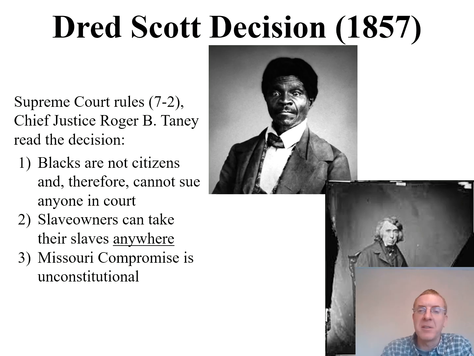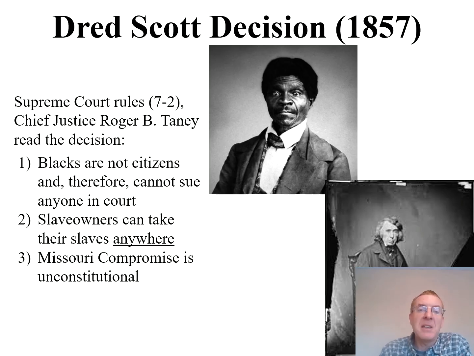Chief Justice Roger B. Taney, the guy on the bottom right, is the one who delivers the verdict. And his verdict is that blacks in America are not citizens, and therefore they cannot sue anyone in any court of law in the United States. They do not have that privilege. That privilege is reserved to American citizens. Also, the Constitution of the United States protects property of American citizens. You cannot take away someone's property without due cause. Slaves, according to Taney, are property. Therefore, as property, slave owners can take them anywhere, and they retain them as their property.